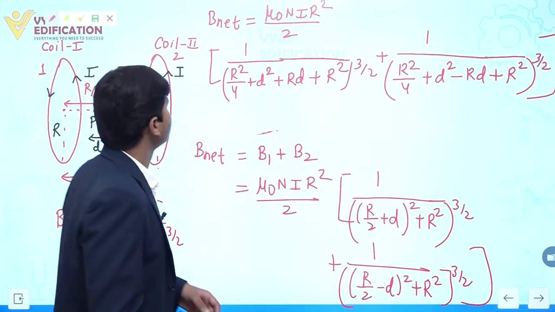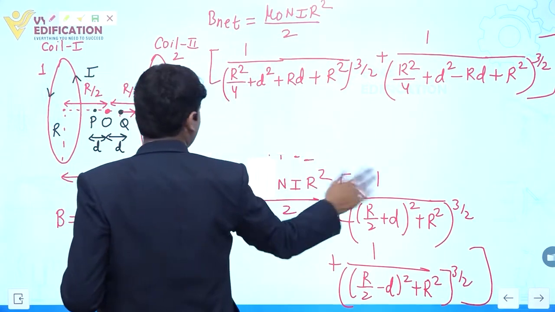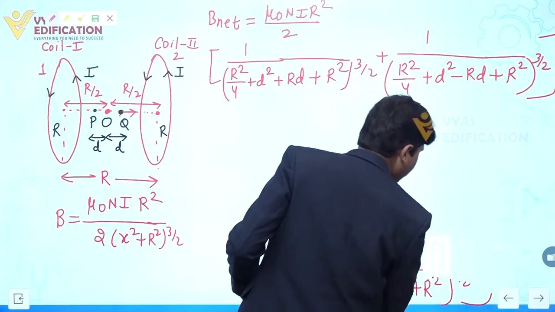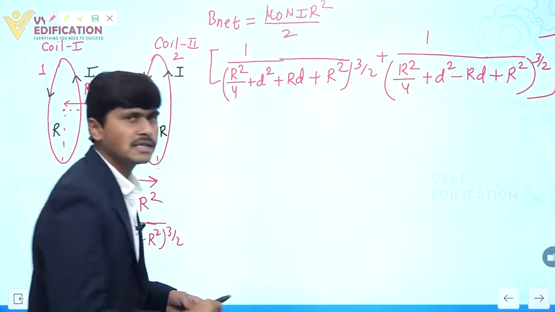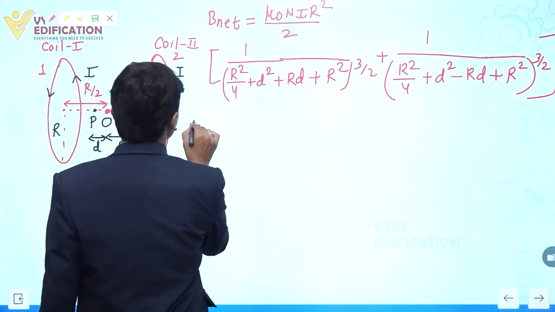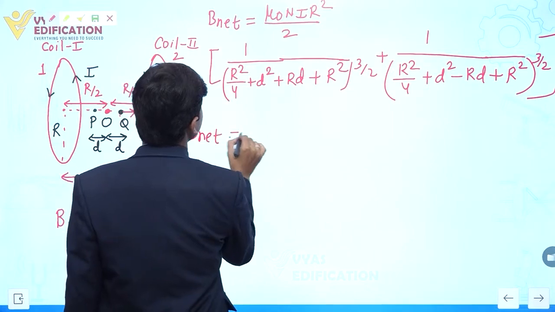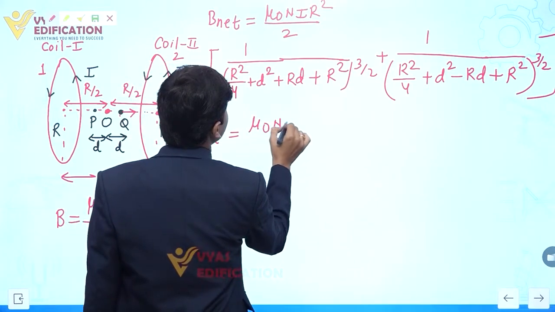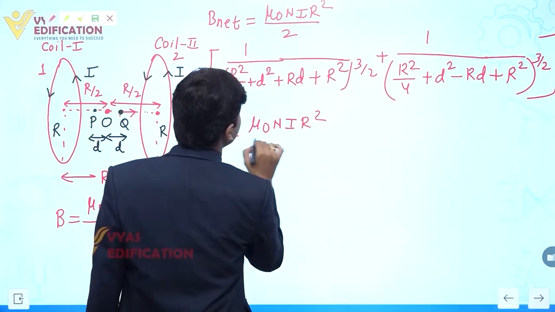Clear everyone? So now I can say the value of B net, this one, is given by mu naught Ni r square divided by 2.